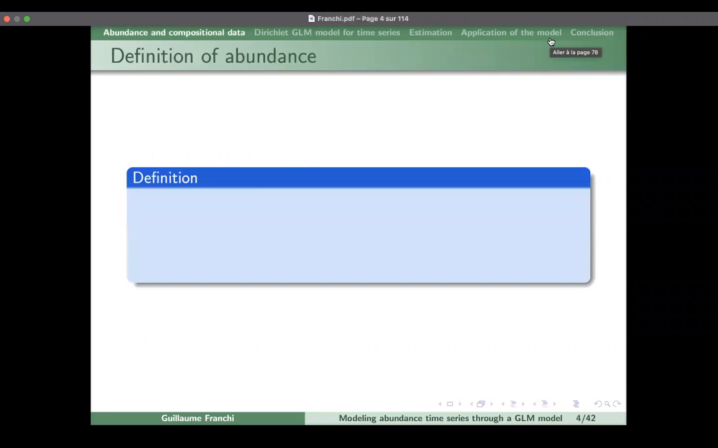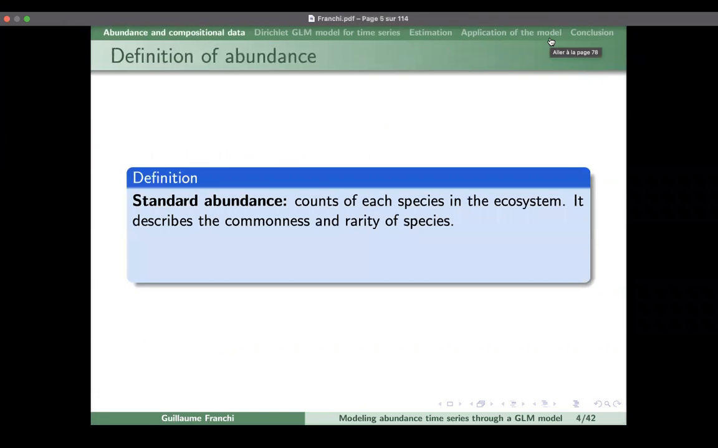So there are two main ways to define the abundance in ecology. The first one is to consider the standard abundance, where you simply count the number of individuals of each species in the ecosystem.